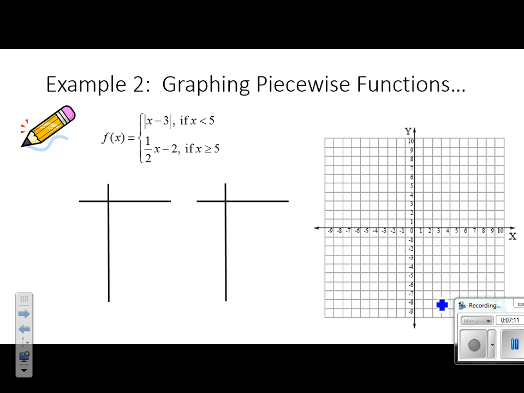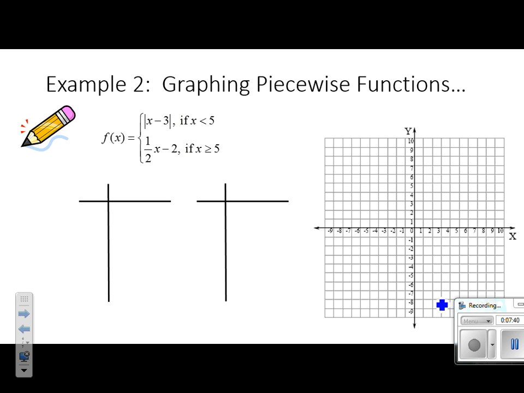Let's do another one. This time I'm going to do f of x, or y, equals the absolute value of x minus 3 if x is less than 5. Remember, these just tell us which values of x I'm going to use. It doesn't tell me that I'm going to have shading or an inequality. It just tells me what values of x I'm going to plug into my table.